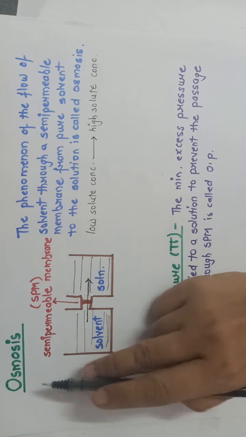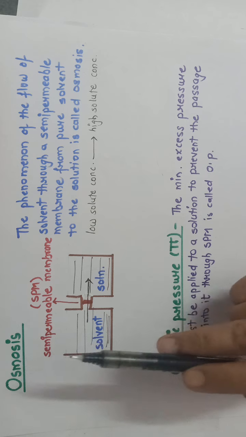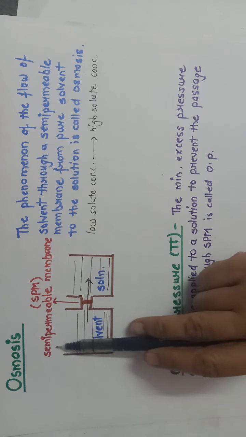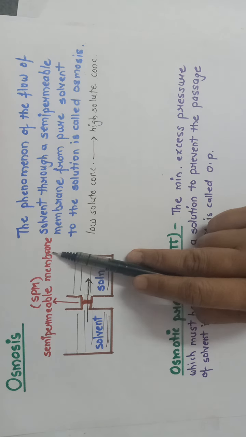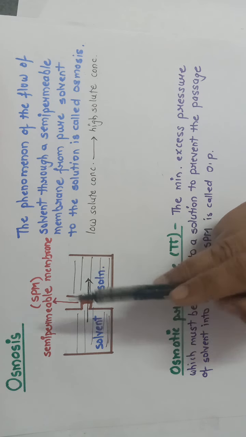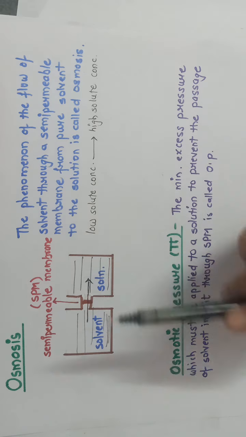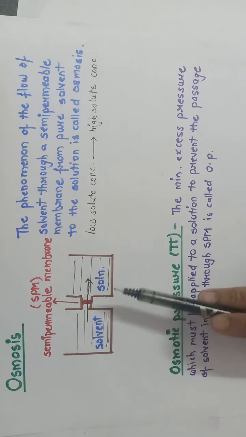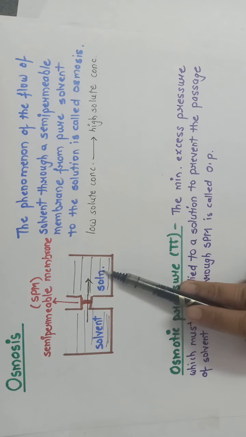In your junior classes you have studied diffusion, which is a similar phenomenon, but there is a difference between osmosis and diffusion: in diffusion we are not using a semi-permeable membrane. Now a semi-permeable membrane can be natural or artificial, for example animal membrane, parchment paper. These are examples of semi-permeable membranes. So in osmosis there is a flow of pure solvent molecules towards the solution side.